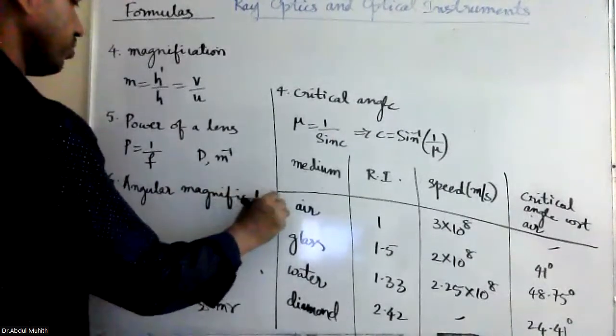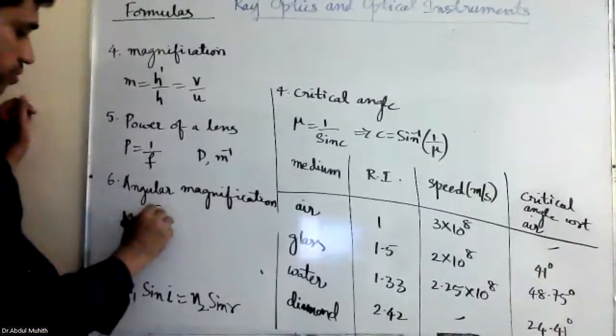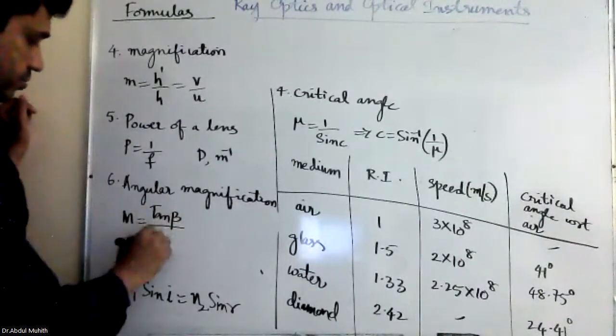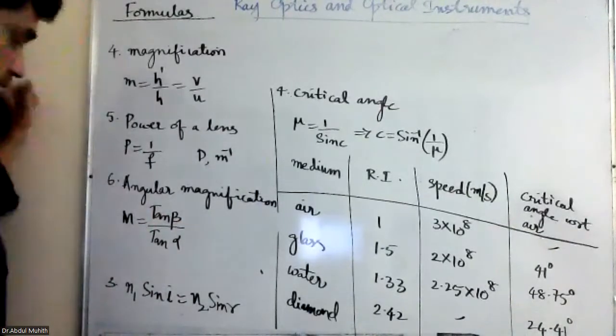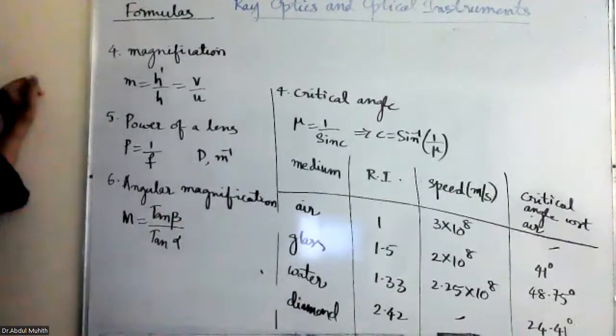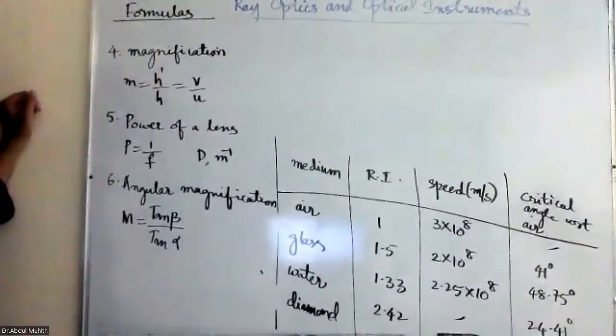Angular magnification is what? Capital M is equal to tan beta by tan alpha. Tan beta by tan alpha.